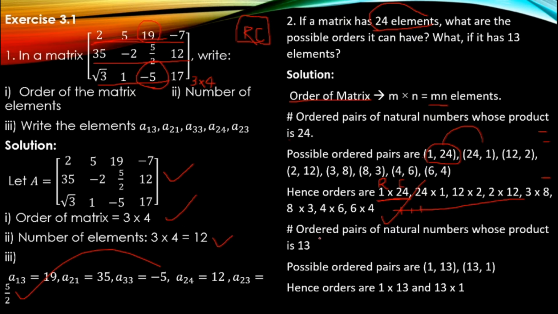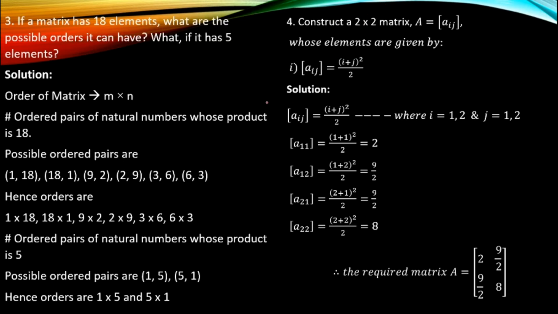Ordered, that is the second part of the question I'm going through now. Ordered pairs of natural numbers whose product is 13. As we know, 13 is a prime number, so it will have only two factors, that is 1 and 13. So how many ordered pairs? 2 ordered pairs, that is (1, 13) and (13, 1). Is it clear? So we are done with the second problem.